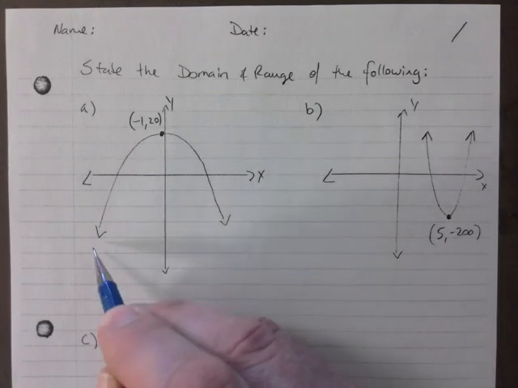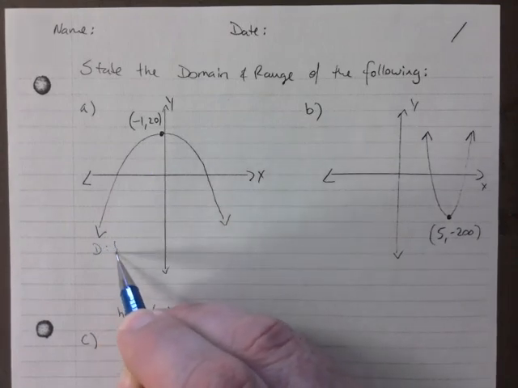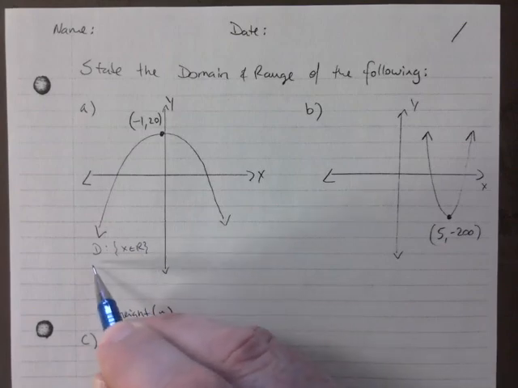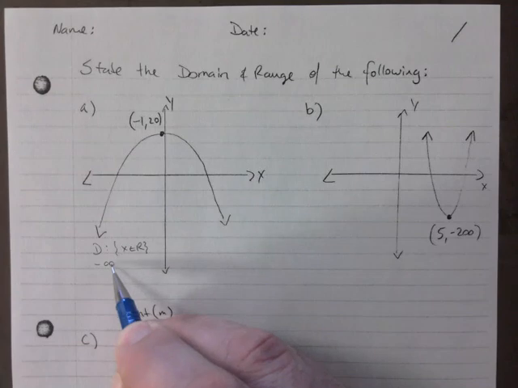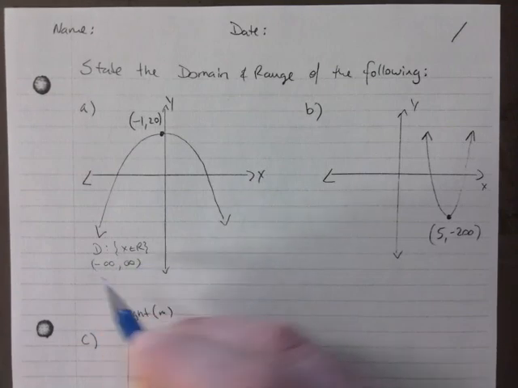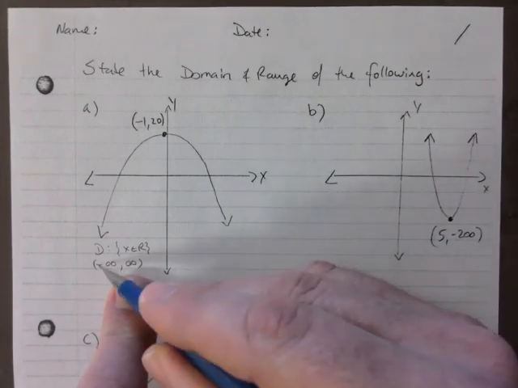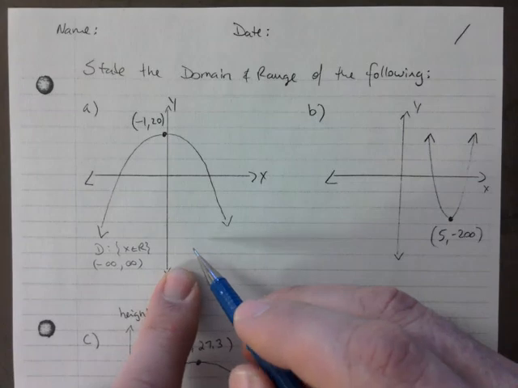So in this case, when it comes to domain, if you use set notations, it's just all real numbers. If you use interval notation, you have both infinities, negative infinity, positive infinity, round brackets. Okay, so infinities are never included.